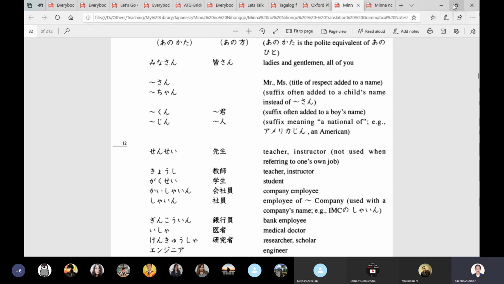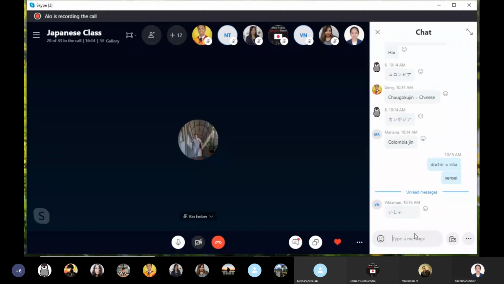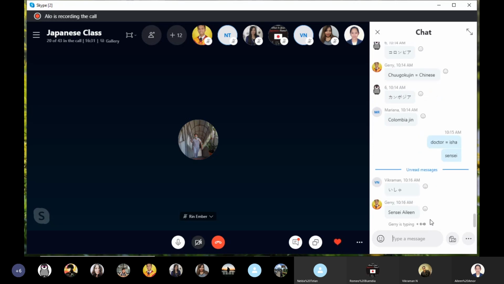And then for student, we say gakusei. Gakusei. Yes, thank you, Isha. So who among you guys are gakusei? Okay. So yes, we usually place sensei after the name instead of before. So we say, for example, Irene sensei.